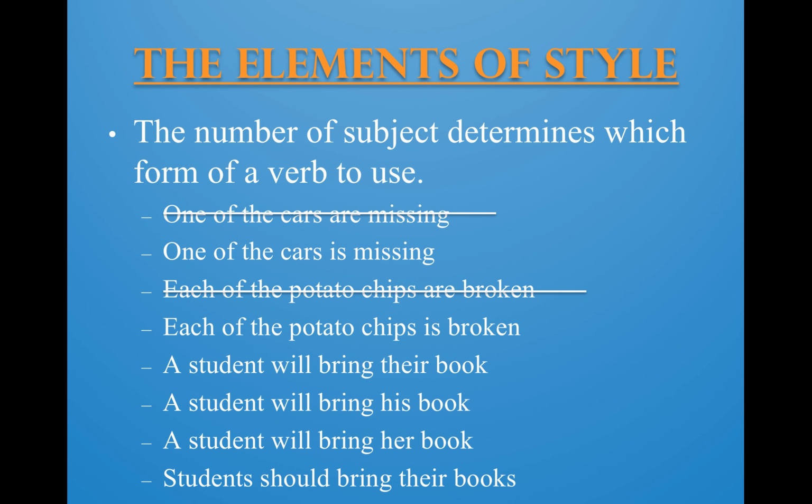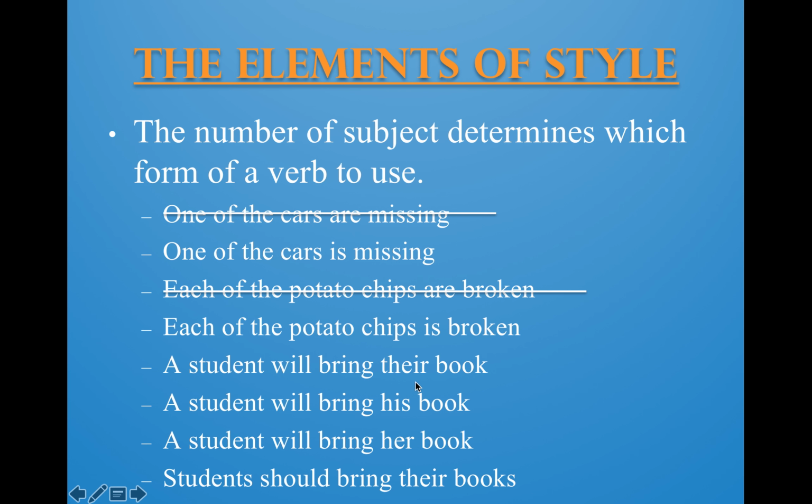And so this last example is where people have a little bit of difficulty. And it has to do with their. So in this case, I have a student will bring their book. Their is what we use when we're talking about more than one person. So this one is incorrect because it says a student. What we want to say instead is a student will bring his book or a student will bring her book.